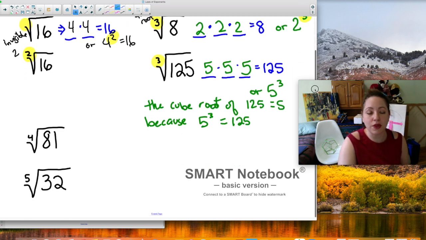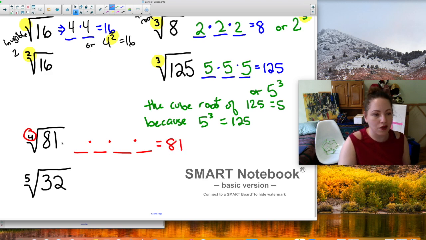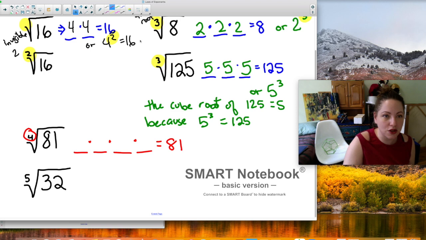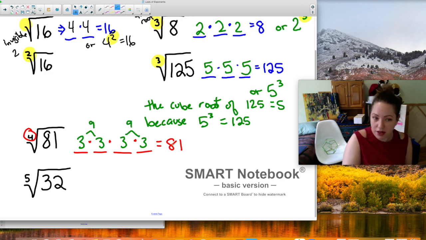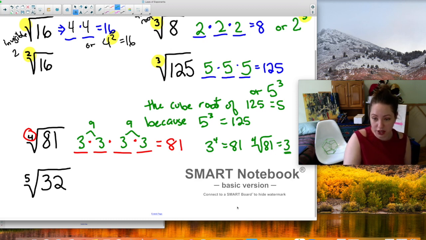So what does this mean with higher roots? Same exact concept. Fourth root means what number multiplied 4 times is going to equal 81? Well, just try a couple numbers and you're going to see it's 3. And then if you think about it, that kind of makes sense, because 3 times 3 is 9, 3 times 3 is 9, and 9 times 9 is 81. Okay, that works. So 3 to the 4th equals 81, so the 4th root of 81 equals 3. So you would just write 3 in as your answer.